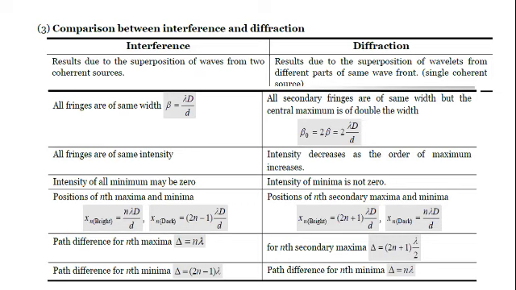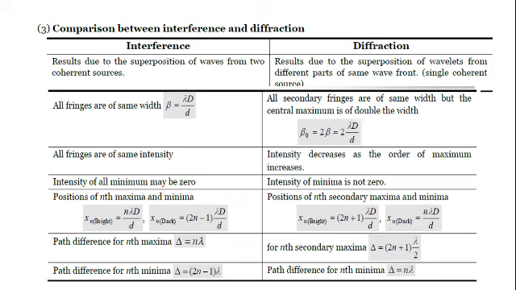Okay, now the intensity of all minima may be 0 in interference. In diffraction, the intensity of minima is not 0. I already said, it is not completely 0. Okay, and the position of maxima, xn is equal to n lambda D by d, and for diffraction xn is equal to (2n minus 1) lambda D by 2d. And here, they get interchanged: xn is equal to (2n plus 1) lambda D by 2d, and xn is equal to n lambda D by d.